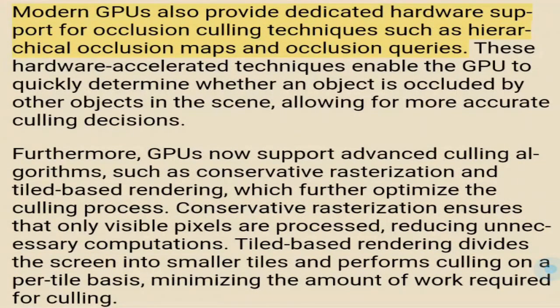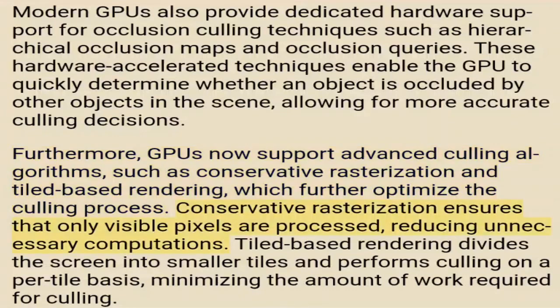Modern GPUs also provide dedicated hardware support for occlusion culling techniques such as hierarchical occlusion maps and occlusion queries. These hardware-accelerated techniques enable the GPU to quickly determine whether an object is occluded by other objects in the scene, allowing for more accurate culling decisions. Furthermore, GPUs now support advanced culling algorithms, such as conservative rasterization and tile-based rendering, which further optimize the culling process.